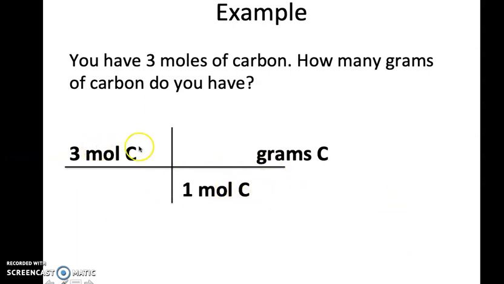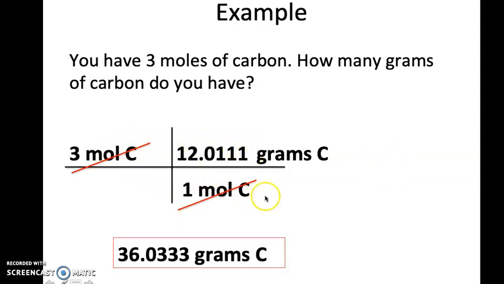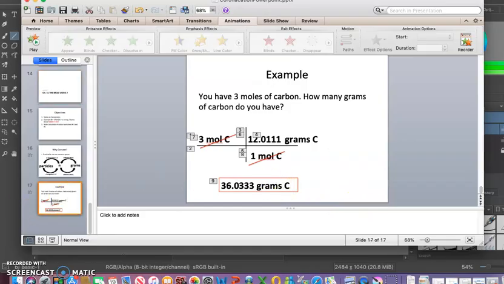So what we set up here is a conversion factor, right? This should be equal to 1. So 1 mole is equal to how many grams? Well, that's your molar mass, 12.0111 grams of carbon. Our units cross off. We multiply across the top, 3 times 12.0111, divide by the bottom, which is just 1, and we get 36.0333 grams of carbon.